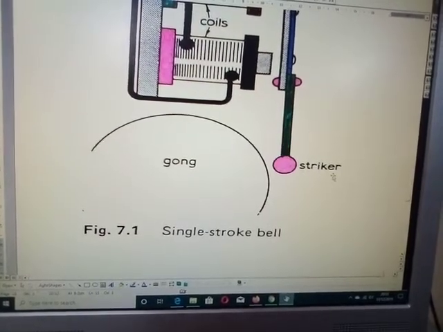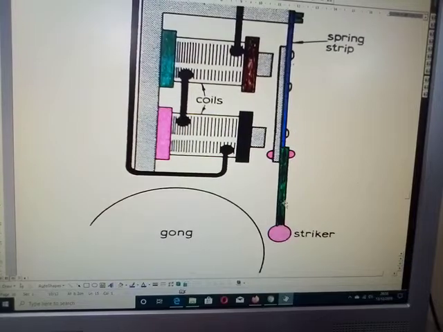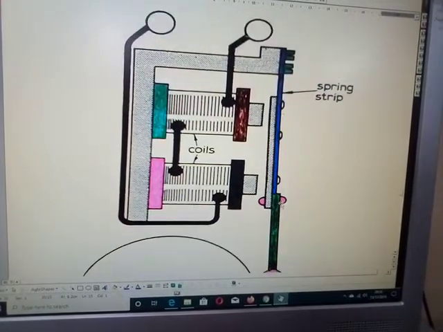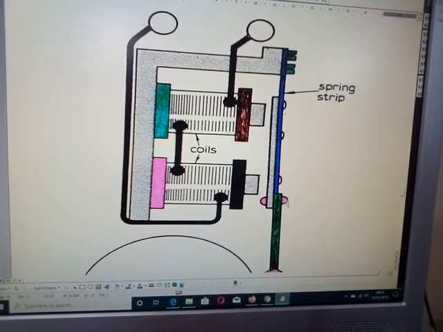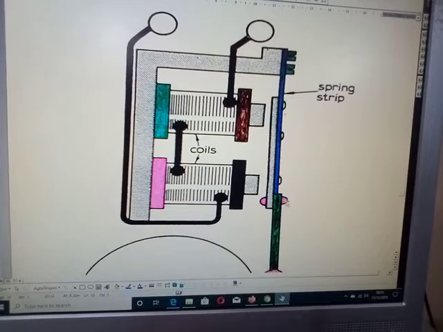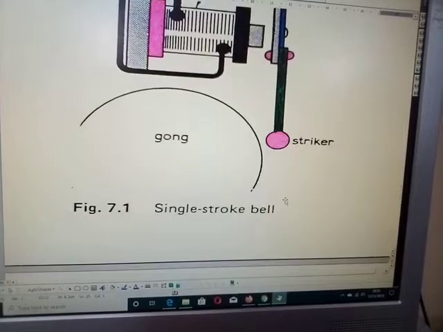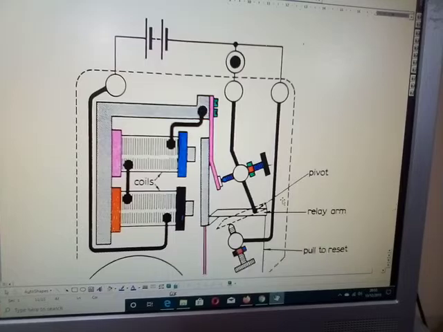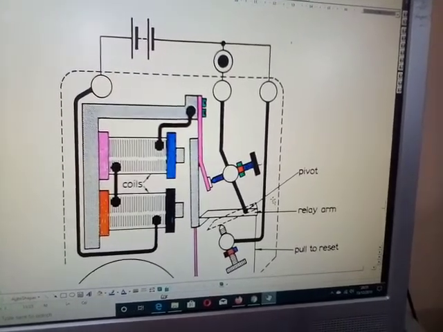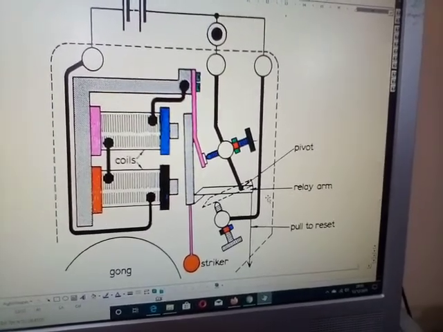And here's where, as I've said before, figure 7.1, the single stroke bell, and I've spoken about this already. So look back at the text as to what I've said about it, okay? There we are. Now I've messed up my sheets here, sorry about that.